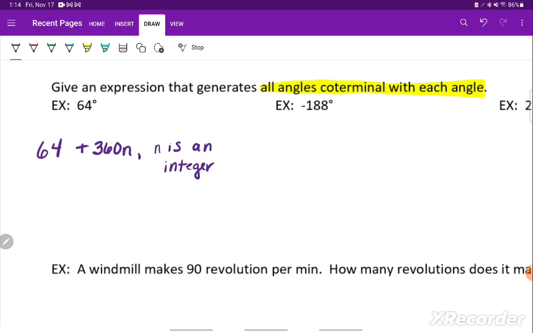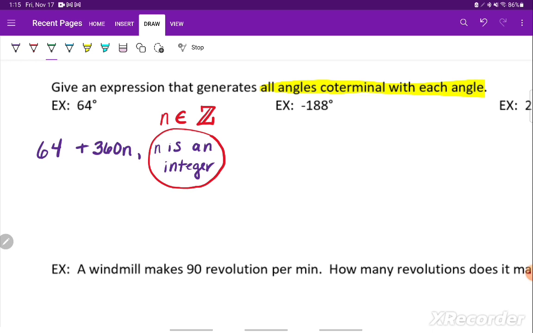Now there is some shorthand notation that we can use for saying n is an integer. The shorthand notation I would use is n, and then this weird looking e means is an element of, and then a bold-faced Z is the abbreviation for integer. We've seen the bold-faced R before to represent all real numbers. Well, the bold-faced Z represents all integers. So every single time, you're just going to take the angle plus 360n, where n is an integer.